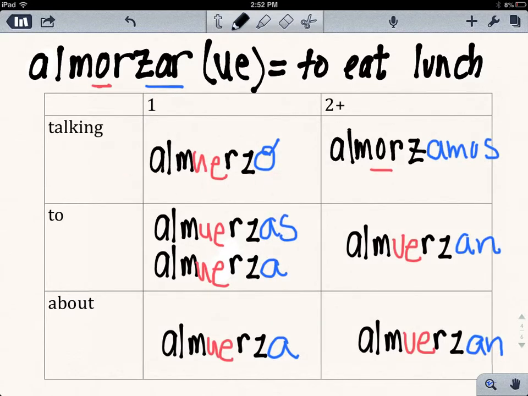So repita, almuerzo, almuerzas tú, almuerza usted, almuerza ella, almorzamos. Let's try that one again. Almorzamos. Almuerzan ustedes y almuerzan ellas.